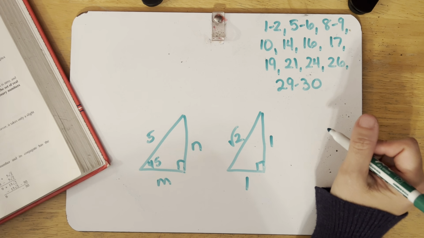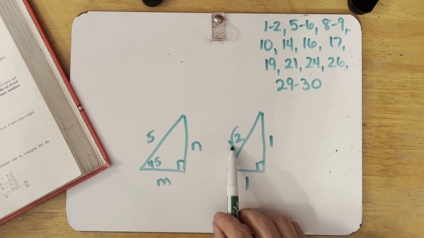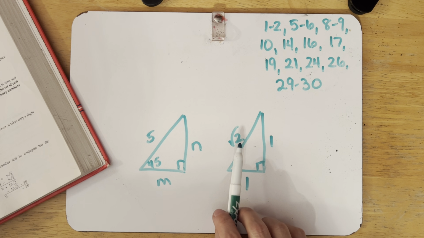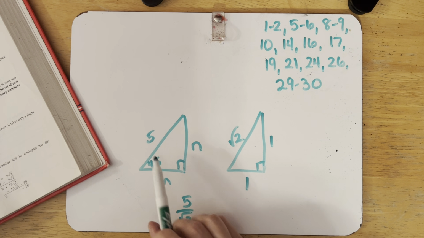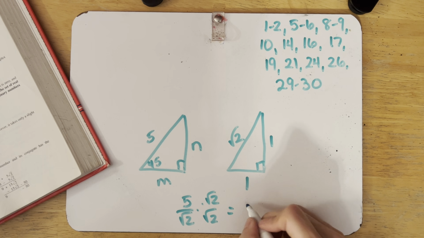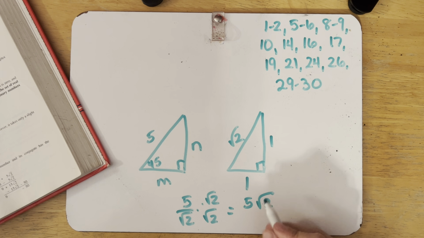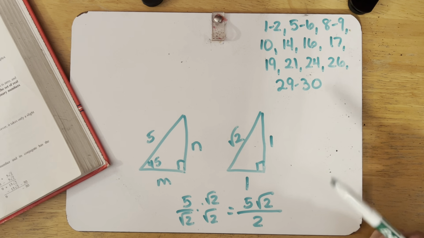Okay, so that means my scale factor here is 5 over the square root of 2. So this divided by this, but I can't have a square root in the bottom, so I've got to deal with that. So 5 times the square root of 2 over 2 is my scale factor, which seems intimidating until you see, oh, these are ones.